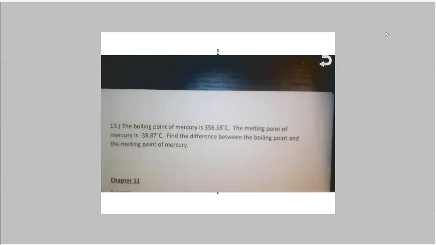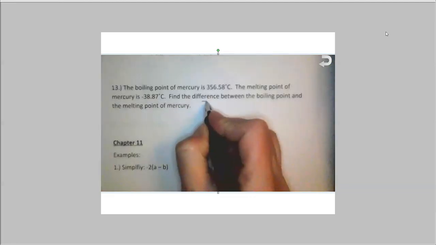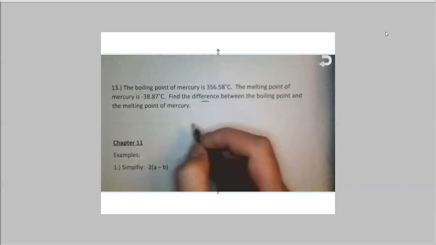Let me go over one final example from chapter 10. It says the boiling point of mercury is 356.58 degrees Celsius. The melting point of mercury is -38.87 degrees Celsius. Find the difference between the boiling point and the melting point of mercury.